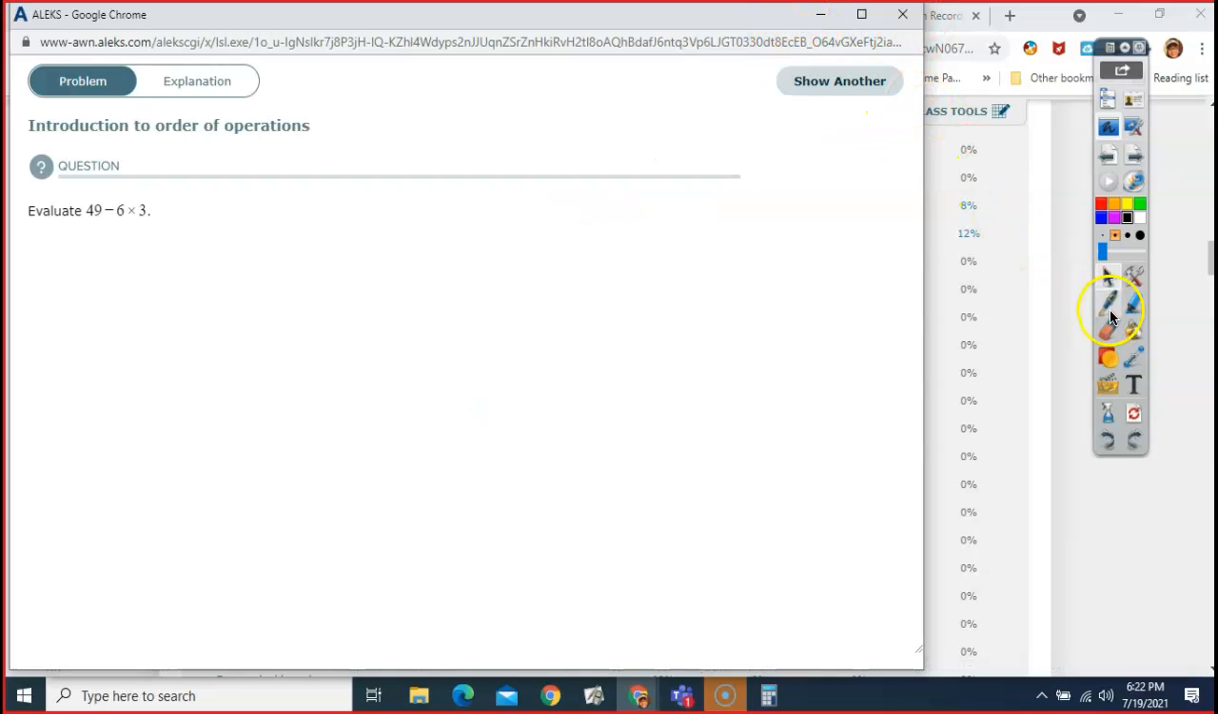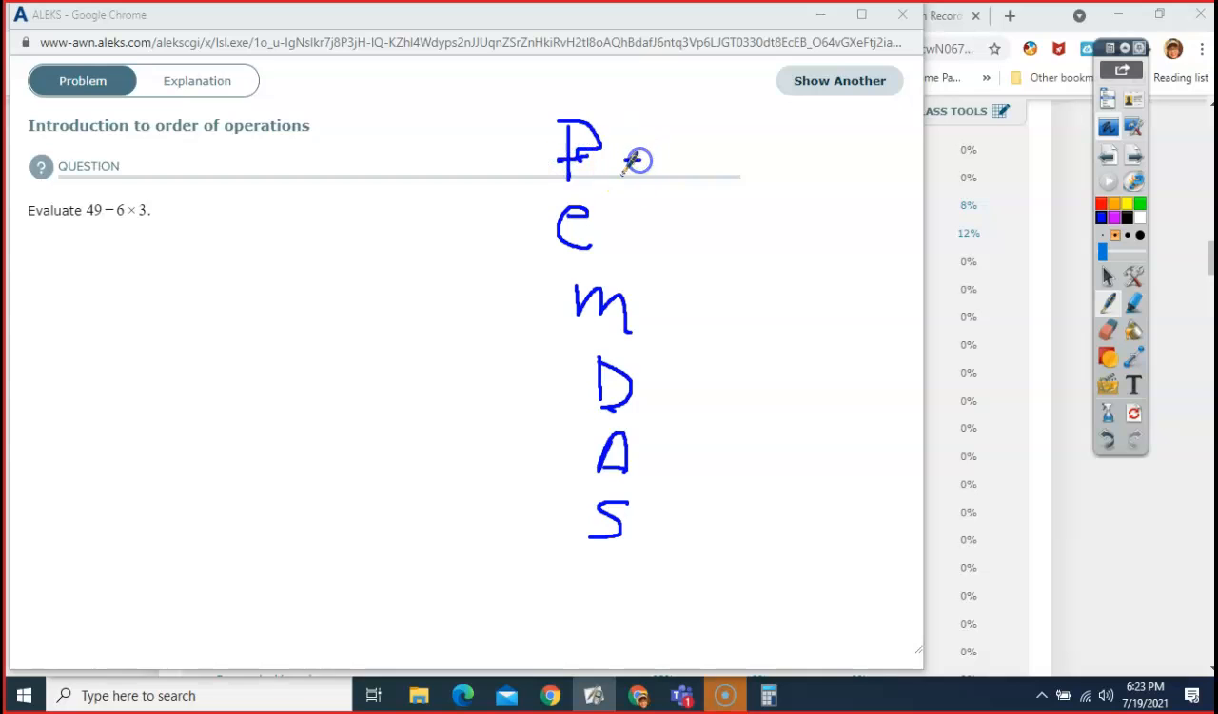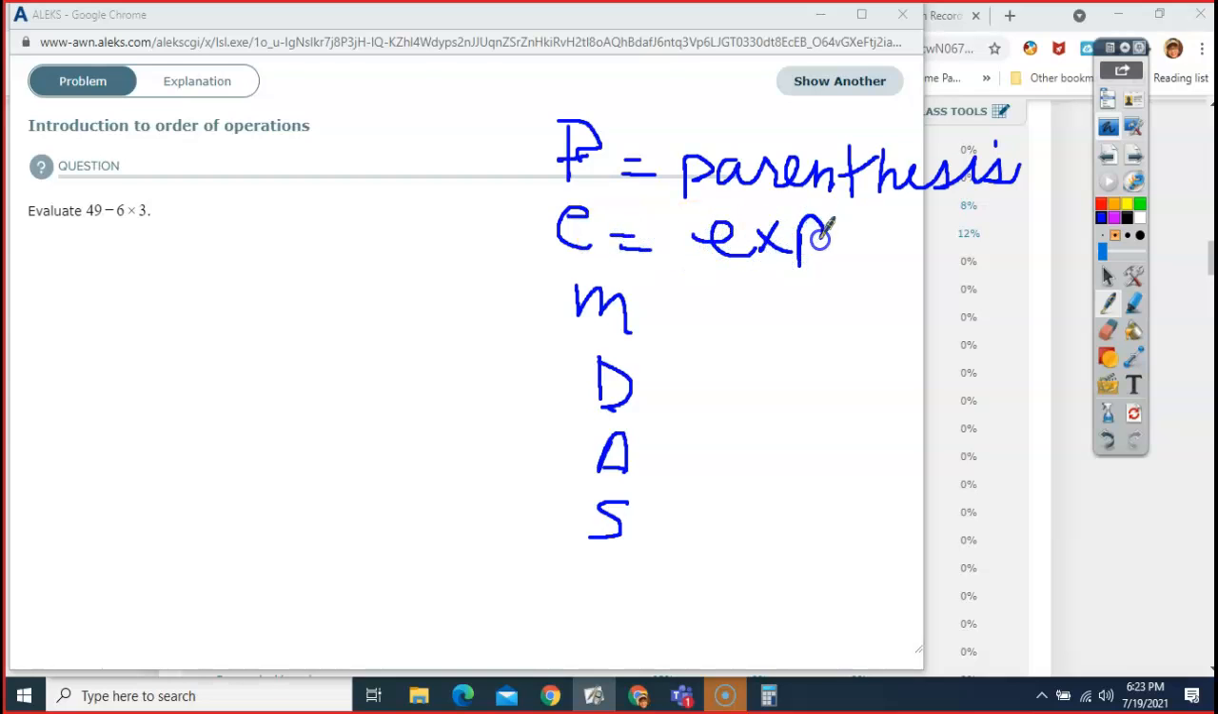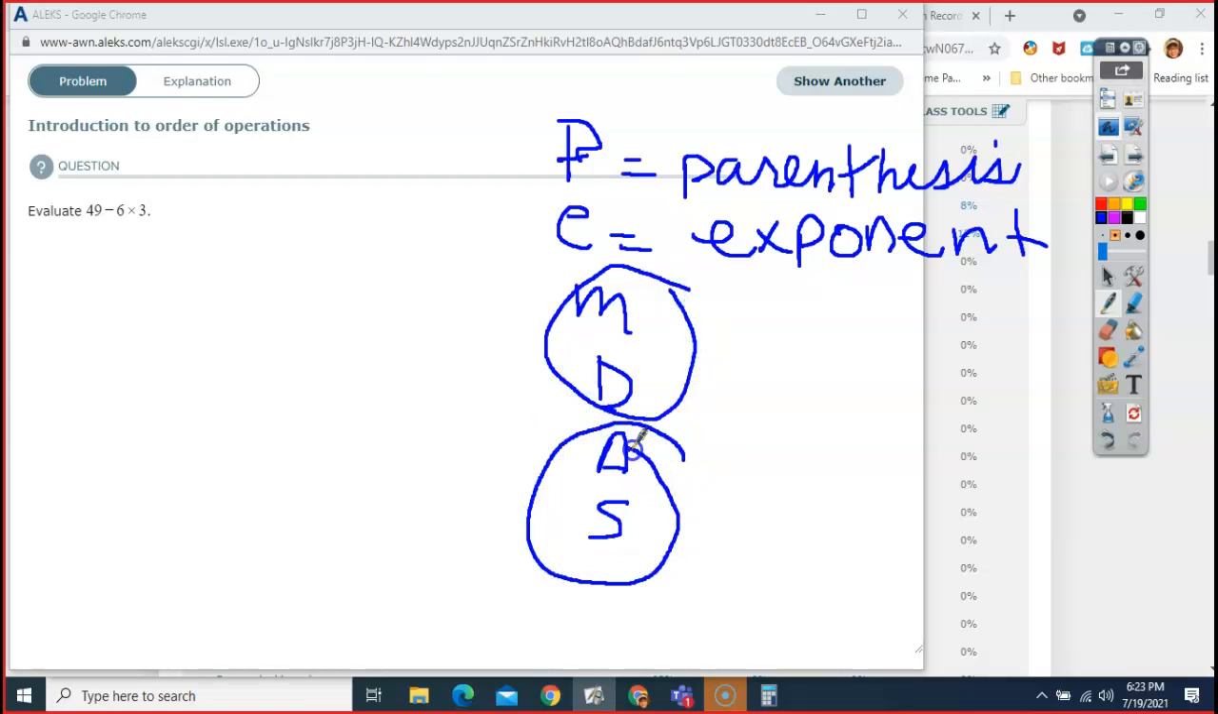The parentheses, I don't know if you've ever heard this. P, E, M, D, PEMDAS, A, S. P is for parentheses. Whenever you see parentheses, you handle what's inside parentheses first. E is for exponent. Exponent comes after parentheses.